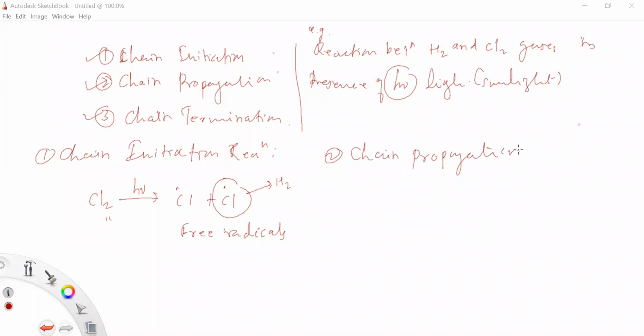Chain propagation reactions. In chain propagation reactions, the free radical formed in the chain initiation reaction, that is the Cl free radical, is very reactive and reacts with hydrogen gas to form HCl plus a second free radical, that is the hydrogen atom free radical. Okay, one forms hydrogen chloride and the other forms a radical. That is why it is chain propagation: the reaction does not stop here.